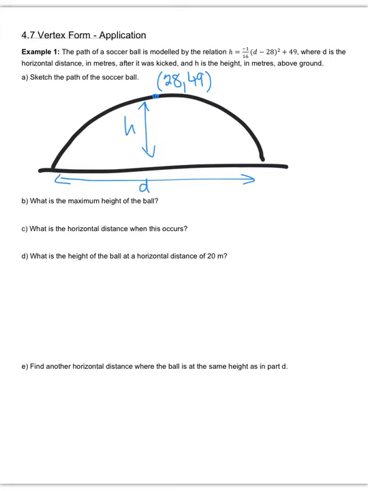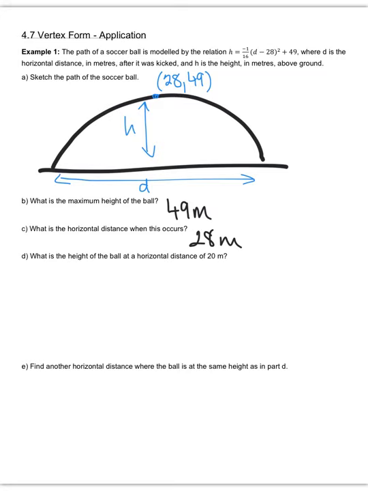So first question asks, what is the maximum height of the ball? And so right away we can see that the vertex, the vertical displacement is going to be 49, and so it's going to be 49 meters. Part C asks, what is the horizontal distance when this occurs? And that's going to be at the vertex as well. So that's really 28 meters.